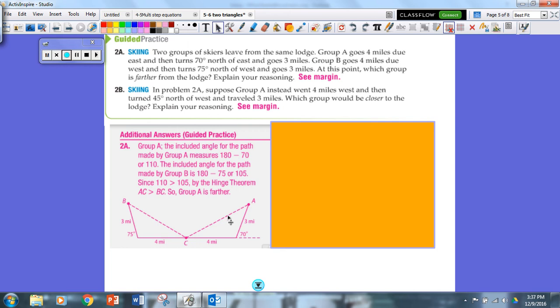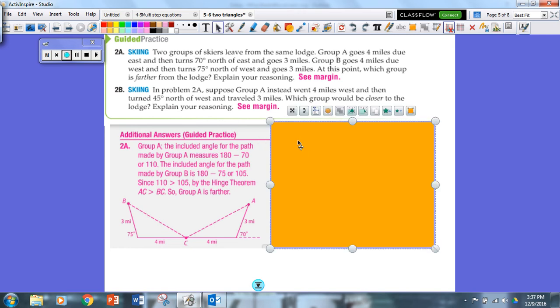Group A is the answer because the included angle for the path made by group A is 180 minus 70, because I measured the exterior angle as 70. So it is 110, and therefore that is larger than the angle formed by group B, which is 105. Therefore, group A is farther away than group C, or group B.